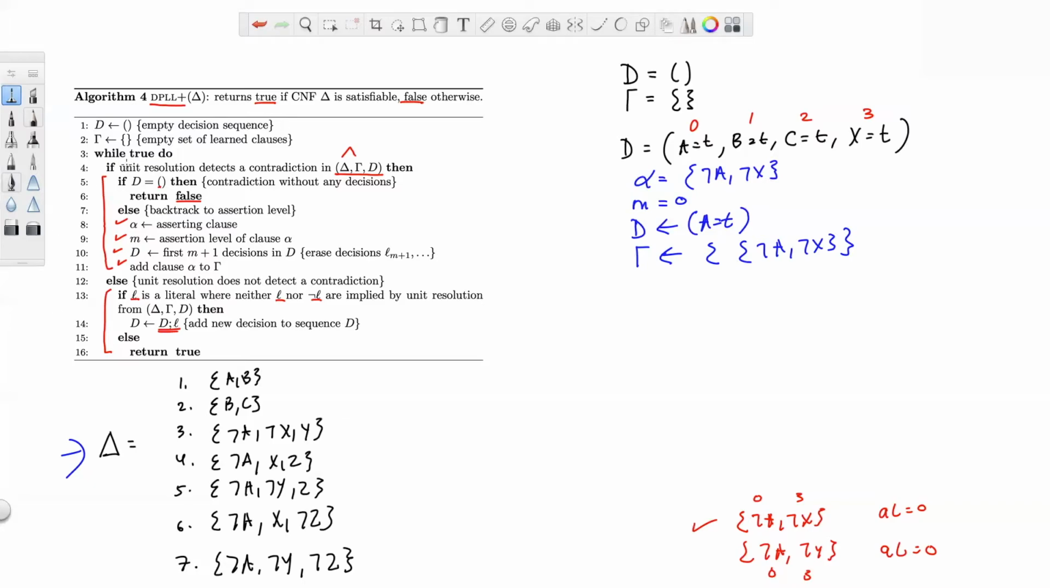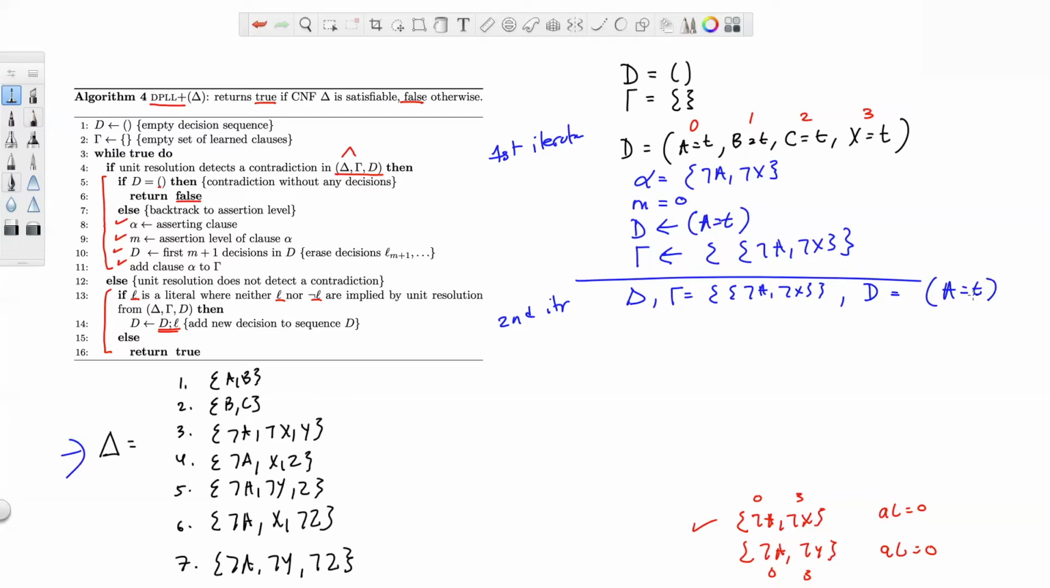What does the top of the loop say? Run unit resolution. The difference now is that when I initially ran unit resolution, I was running it on the original knowledge base. Now we're in the second iteration of this loop, so I'm doing unit resolution on the original knowledge base, on this modified gamma, which now has this clause, and on the decision sequence that contains A equals true.